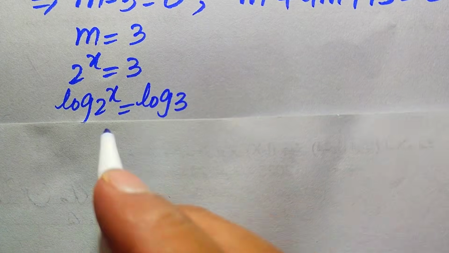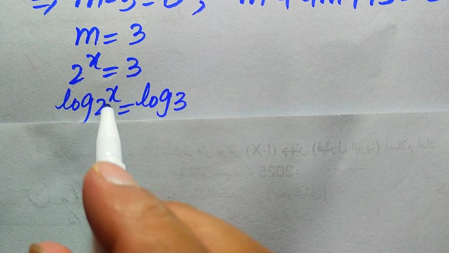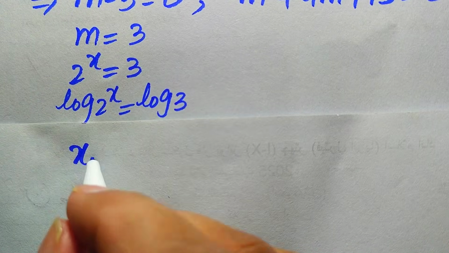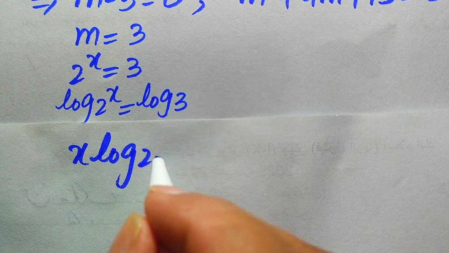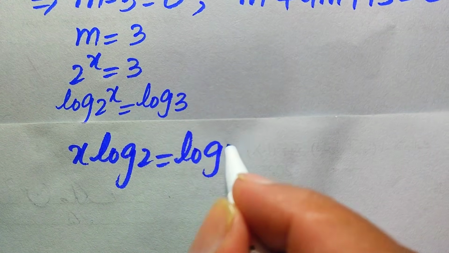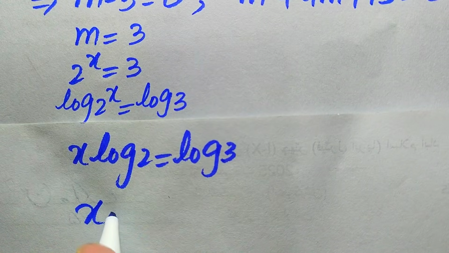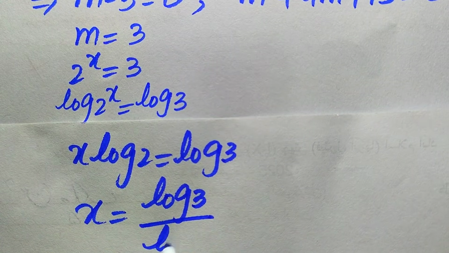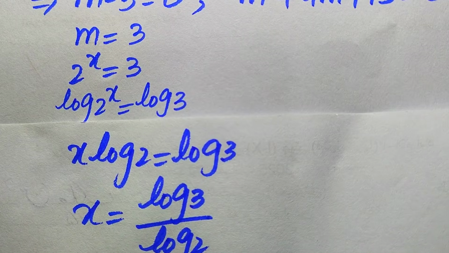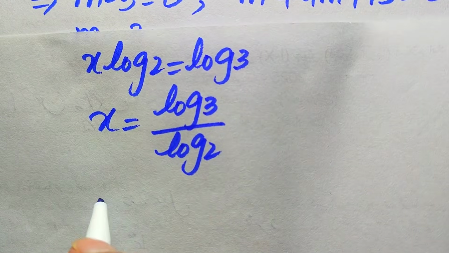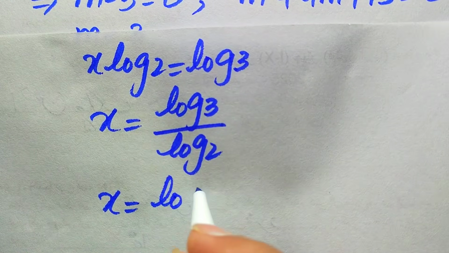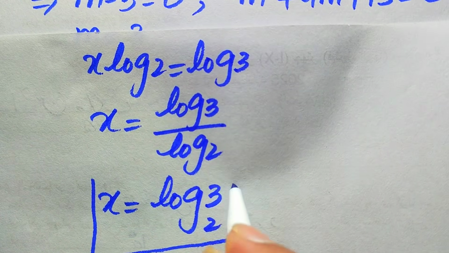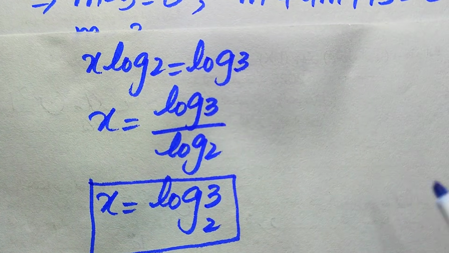Further, we use the property of log and we move x in front of the log, and this becomes x times log 2 is equal to log of 3. So we easily get the value of x is equal to log of 3 divided by log of 2, and we write this term as x is equal to log of 3 with base 2. So this is the only one value of x which we get in this method.